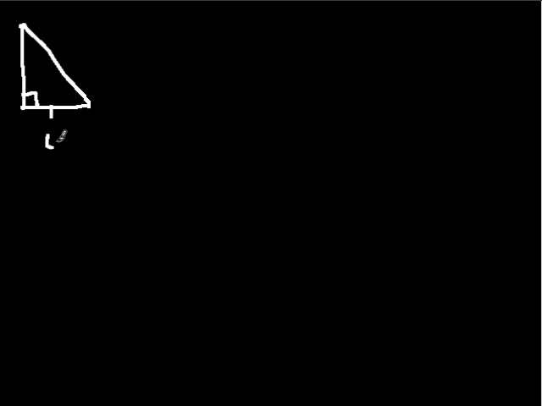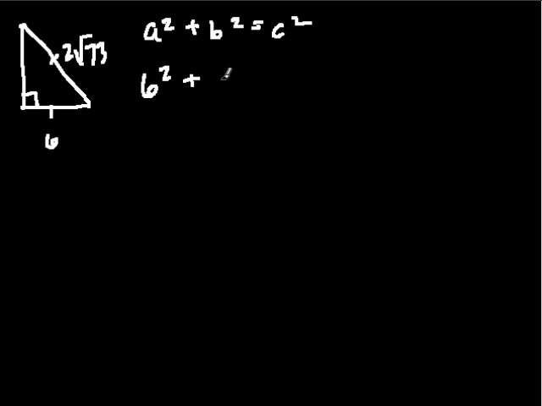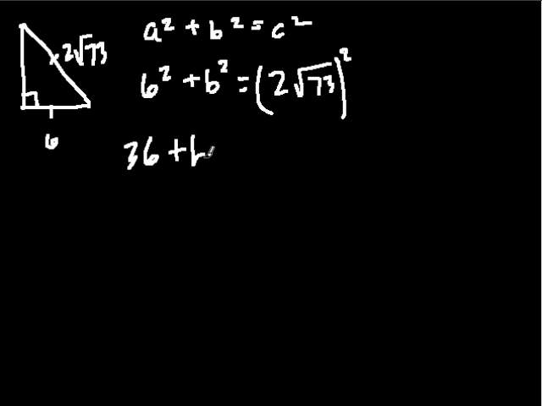So we know that this side is 6, and this side is 2 times the square root of 73. And we know that with the Pythagorean theorem, a squared plus b squared is c squared. Well, a squared is just 6 squared. B squared is unknown, we don't know. It's going to be hard to tell my 6's from my b's here. And c squared is our long hypotenuse, and that's 2 times the square root of 73 squared. This equals 36, that's 6 squared, plus b squared equals 2 squared, which is 4, times the square root of 73 squared, which is 73.